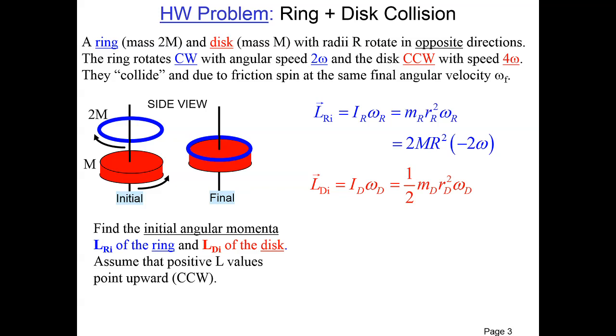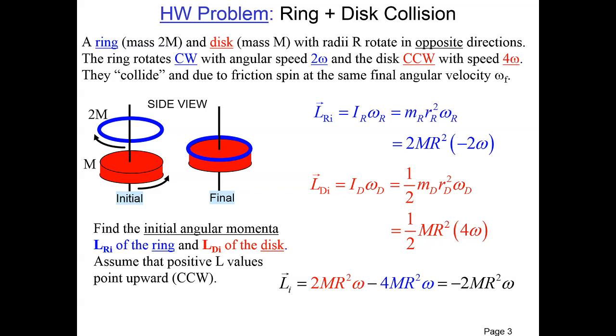For the disk, the mass is m and the angular velocity is 4 omega, this time in the counterclockwise direction. So the moment of inertia of a disk is 1/2 mr squared, and the angular velocity is 4 omega, which is counterclockwise, so the angular velocity vector points up, and it's positive. So it's 1/2 mr squared times 4 omega gives us 2 mr squared omega.